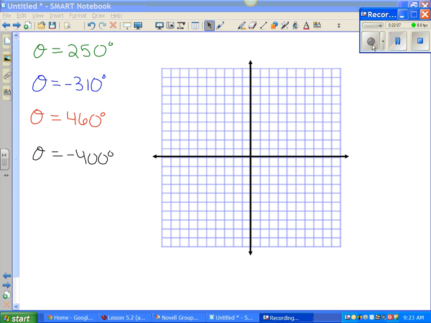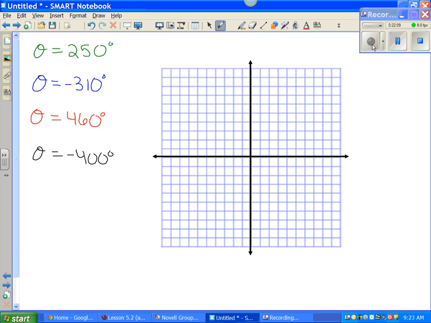Okay, first one, 250 degrees. My initial ray, where's my terminal ray going to be? Quadrant 3. 250 is going to be before 270, so it's going to be about here. Rotation is going this way. Hey, where's the reference angle for that? Right where? Yeah, it's right here. Okay, always back to the x-axis.